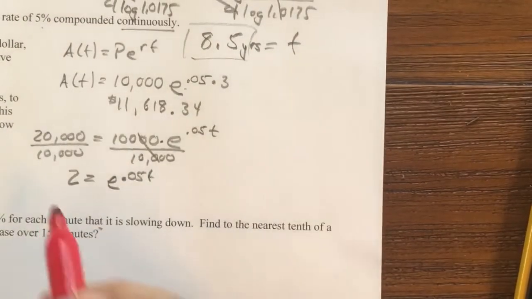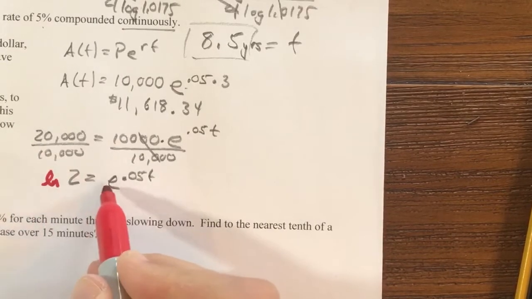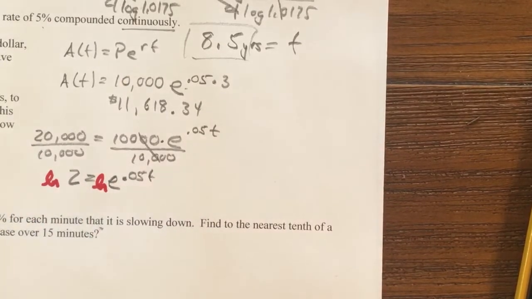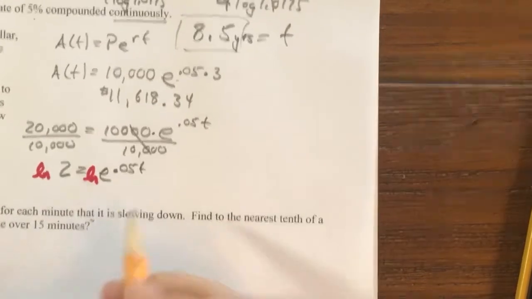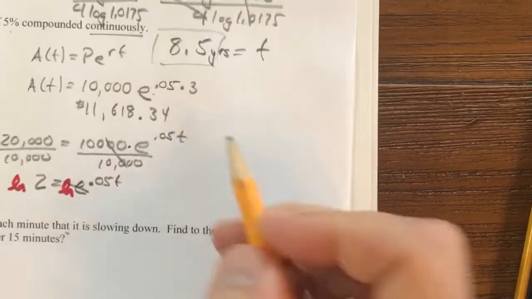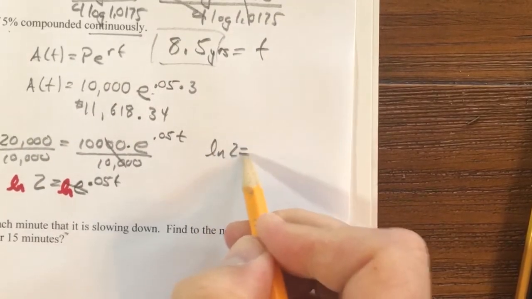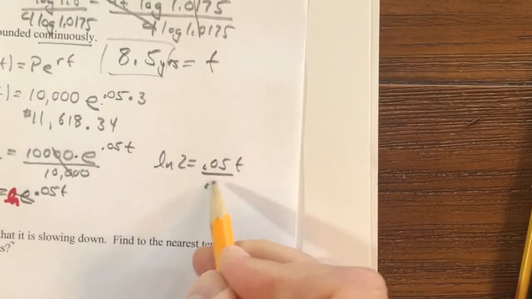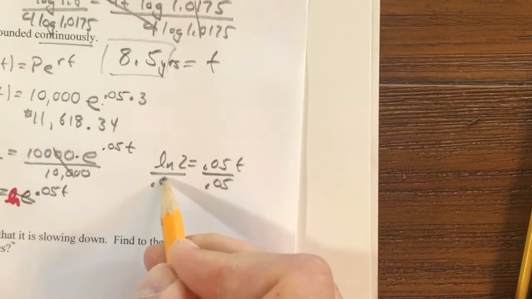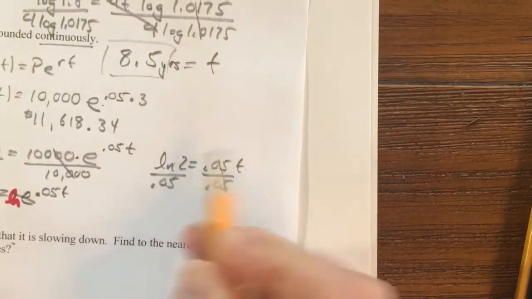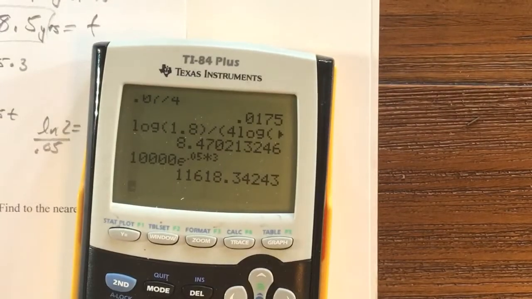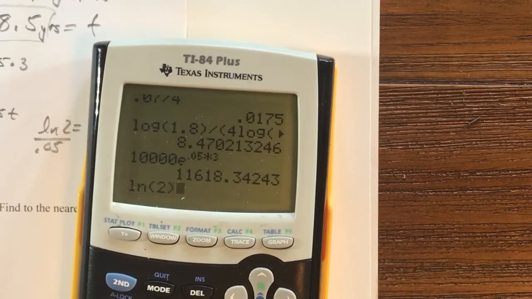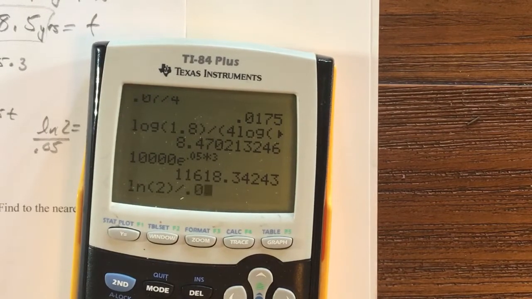So instead of doing the common log, I'm going to do the natural log. Everybody see the difference here? Natural log is going to work a lot easier because these are going to cancel. So I'm just going to get natural log of 2 is equal to 0.05t. And then if I divide by 0.05, I'll be done. So whatever that comes out to be in my calculator: natural log 2 divided by 0.05.